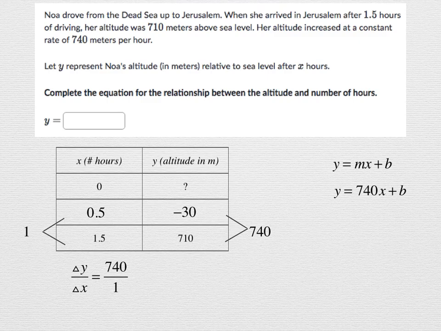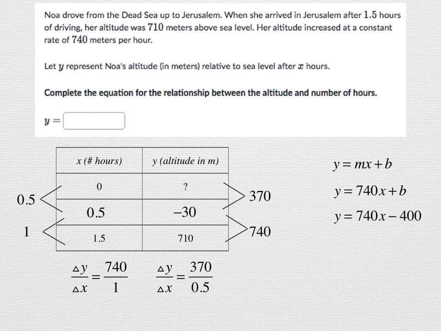Okay, so now that we have that filled out, now let's cut everything in half, right? So let's do a change in y over change in x as half of 740 over half of 1. And so 0.5 hours back, she's at 0 hours. And now 370 meters back, right? Where did she start? When she added 370, she ended up at negative 30. Well, that would have to be negative 400, right? Negative 400 plus 370 equals negative 30.